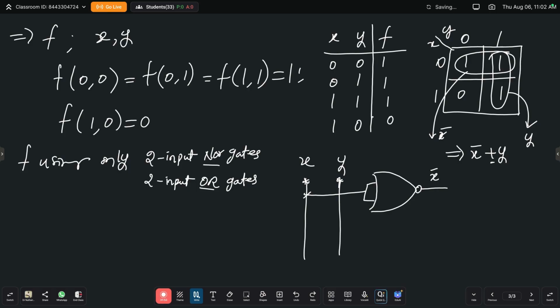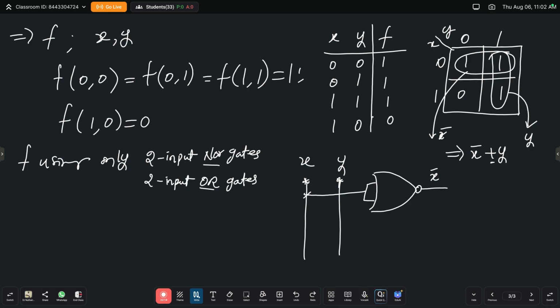Correct? Output is X bar. I am taking input from X. But actually every gate needs 2 inputs, so the same input I am giving 2 times to my NOR gate. Are you clear?